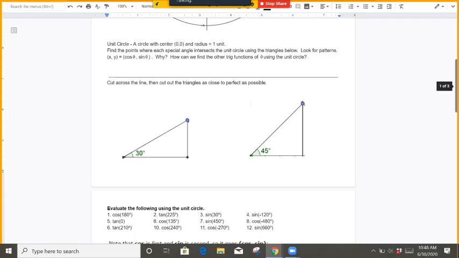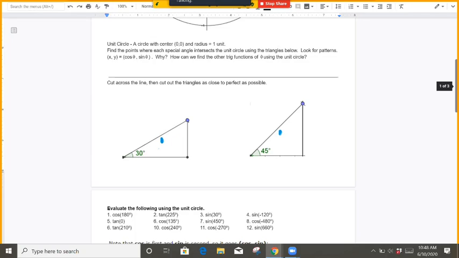I know I said 30 seconds ago to pause. Hopefully you didn't pause yet. But when you cut these out, you need to notice that these lengths here are 1. And then what I want you to do right now is find the other lengths. So if you want to pause before you cut and find out what these lengths would be if the hypotenuse was 1, pause the video right now and do that.